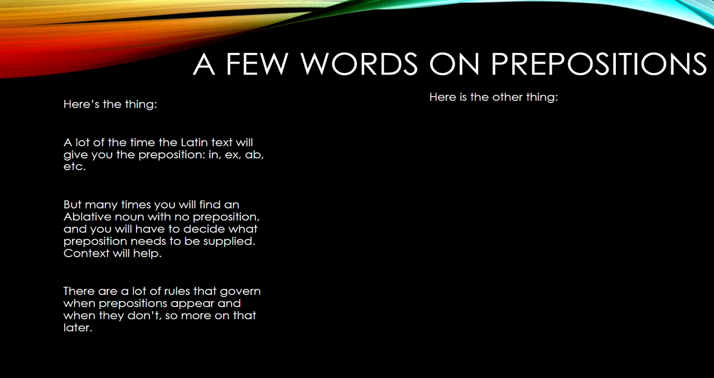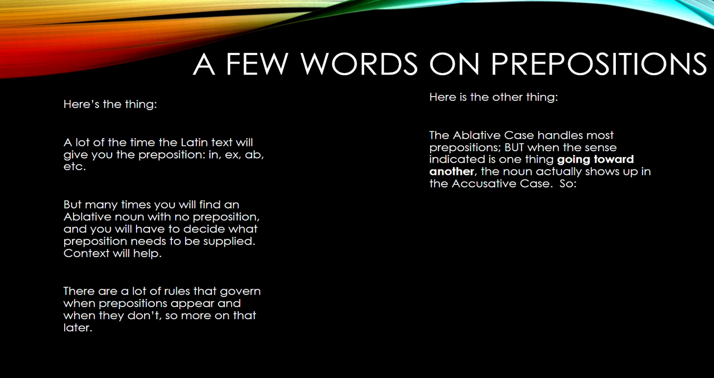Except this one. The ablative case handles most prepositions, but when the sense indicated is one thing going towards another, the noun shows up in the accusative. For example, in the sentence, the girl is in the gate, gate would be ablative. In the sentence, the girl goes into the gate, gate would be accusative.